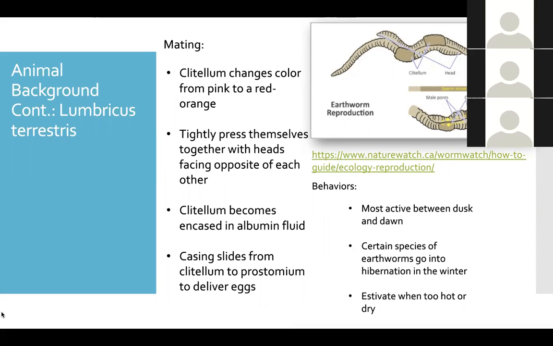Their behaviors are that they are most common between dusk and dawn, because some ideas for this would be that they are sensitive to light, or that this lowers their chance of drying out in heat. Certain species of earthworms go into hibernation in the winter, though not all of them do. Some actually go to the surface deliberately when the temperatures drop to die. They also estivate, which means that they fall into a deep hibernation-like sleep when they are close to overheating or drying out.